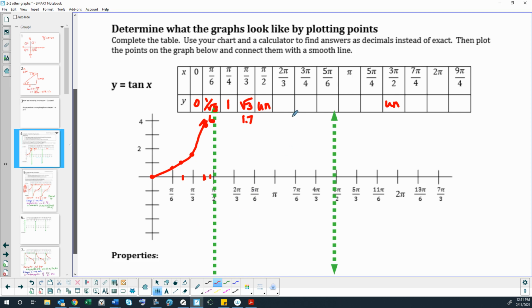Okay, so let's go on to quadrant 2, where we have 2 pi thirds. That's going to be the same value as pi thirds, except remembering our little quadrants mnemonic device for remembering what's positive where. So we have quadrant 2, only sine is positive, so tangent is going to be negative. So even though pi thirds and 2 pi thirds have the same value, it's going to be a negative value. So negative square root of 3, or negative 1.7. And then 3 pi fourths would be a negative 1, and 5 pi over 6 is going to be negative 0.6.